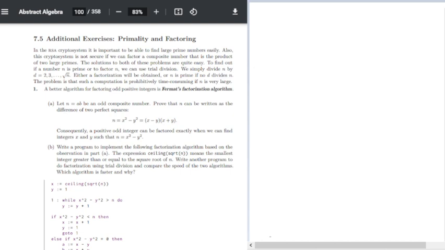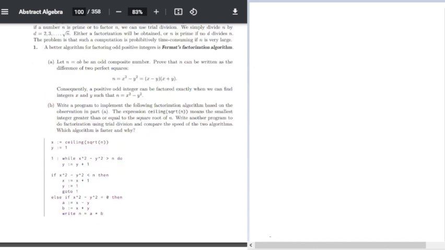A better algorithm for factoring odd positive integers is Fermat's factorization algorithm. A. Let n equal ab be an odd composite number. Prove that n can be written as the difference of two perfect squares. Or consequently, a positive odd integer can be factored exactly when we can find integers x and y such that n equals x squared minus y squared. Okay.